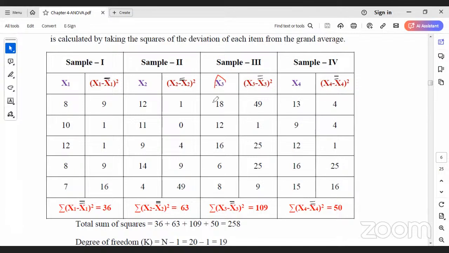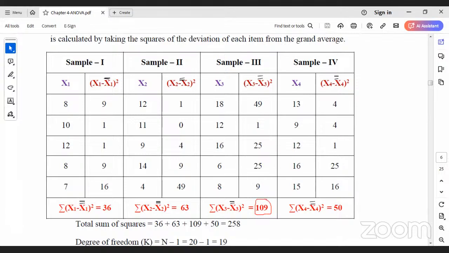Again, x3 values. All these values we have taken from the question itself. x3 minus x double bar 3 whole square. 18 minus 11, that is 7. 7 square, 49. Then 12 minus 11, that is 1. 1 square, 1. 16 minus 11, how much? 5. 5 square, 25. Then next one is 6 minus 11, 5. 5 square, 25. 8 minus 11, 3. 3 square, 9. The total is 109.